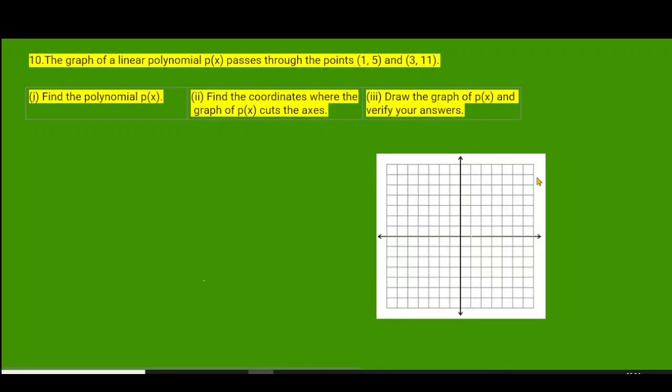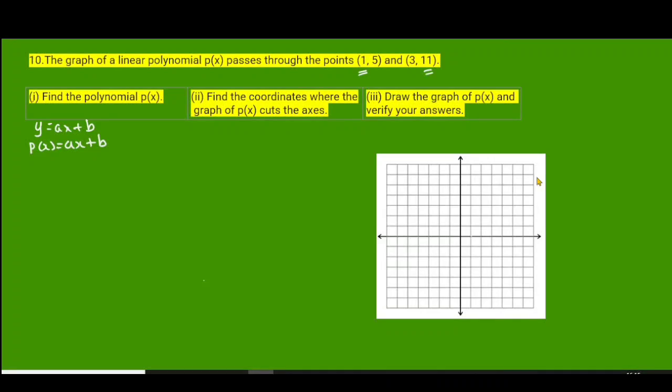The graph of the linear polynomial P of x passes through the points (1, 5) and (3, 11). Find the polynomial P of x. So for P of x, generally we will take y is equal to ax plus b. This is the general form of a linear polynomial. So here the polynomial given is P of x, which is nothing but ax plus b. Here 2 points are given. P of x passes through (1, 5) and (3, 11).